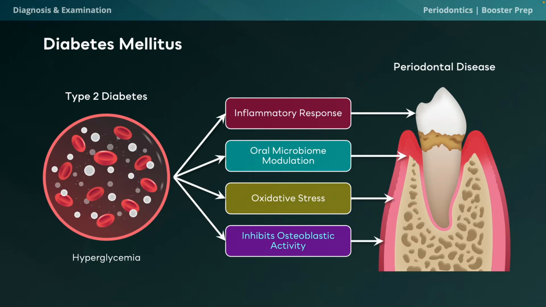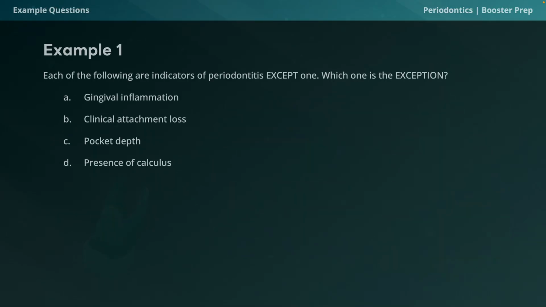And with that, we are done, guys. Now let's reinforce everything we just learned with some practice problems. Okay, question number 1. Each of the following are indicators of periodontitis except one. Which one is the exception? So pause the video if you need some time to get your answer.